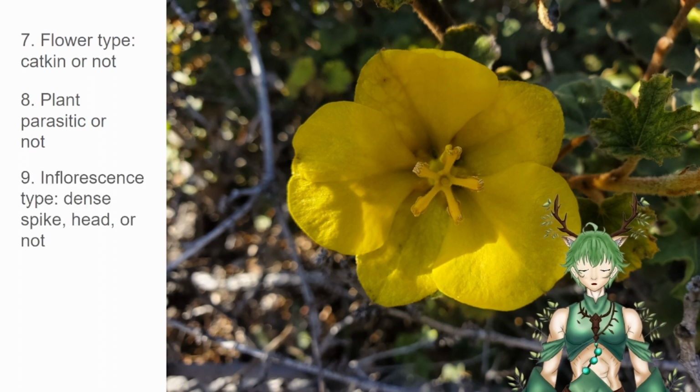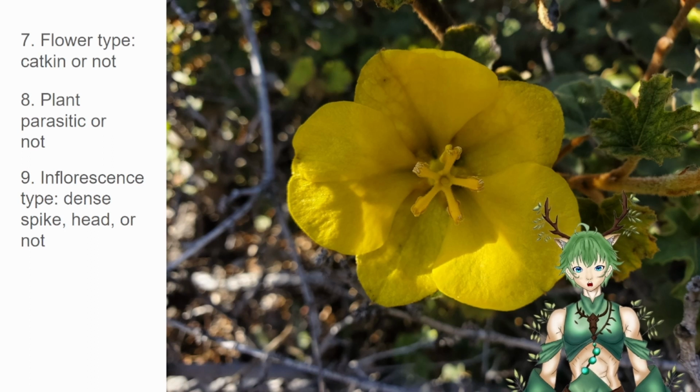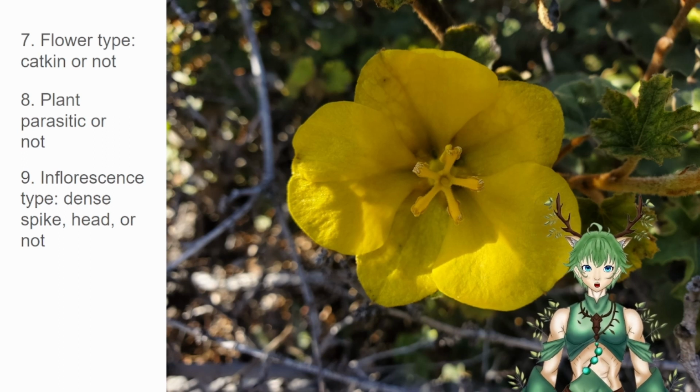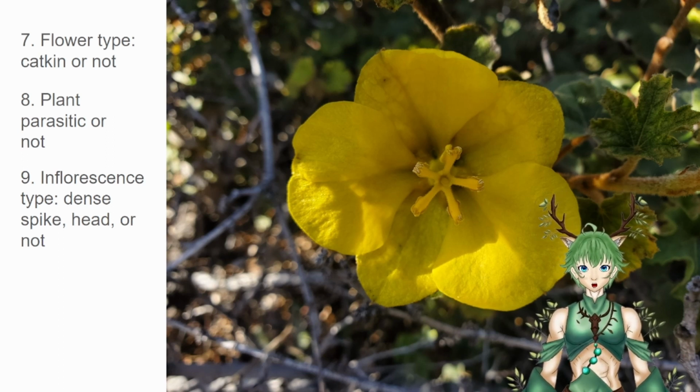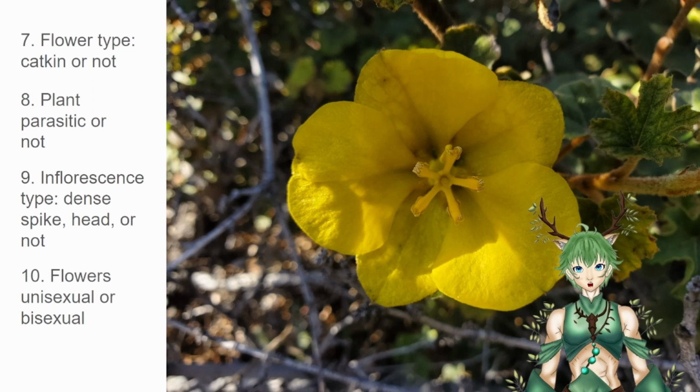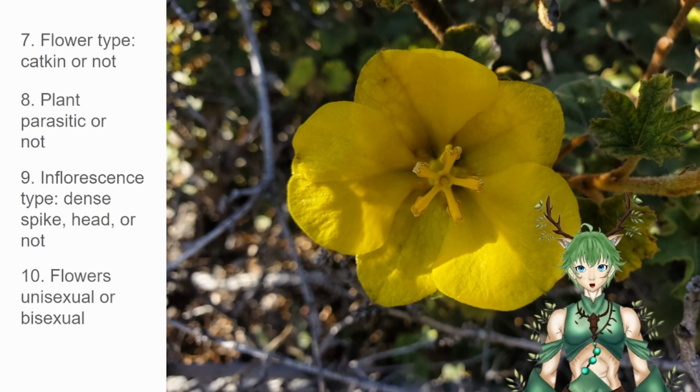And then inflorescence type. Is it a dense spike? Is it a head? Are they solitary flowers? And here we can see that the flowers are solitary. They're not in a dense head or a spike or anything like that. And then we're asked again if the flowers are unisexual or bisexual. And we do have bisexual flowers, as previously talked about.